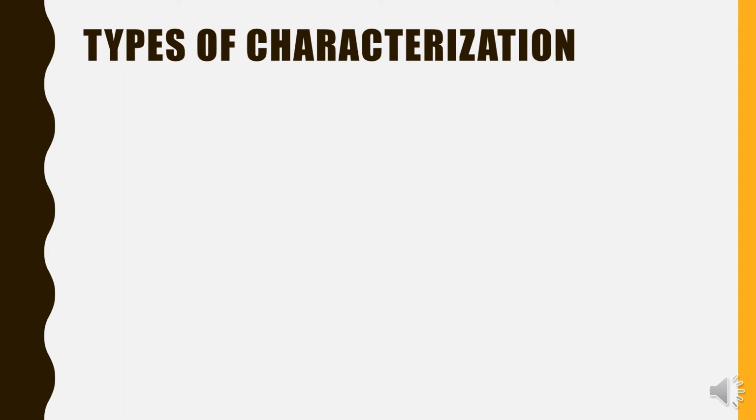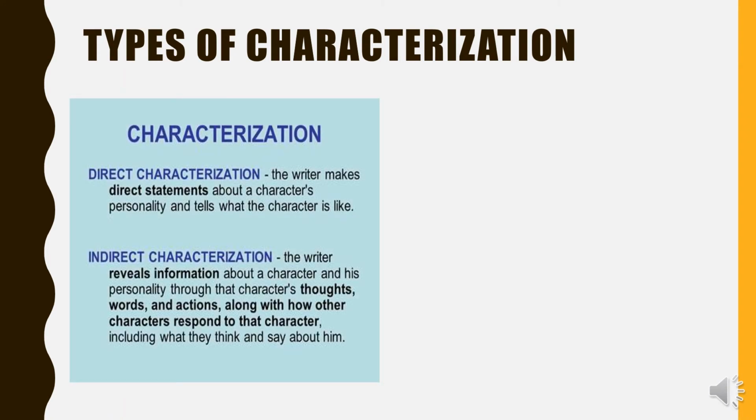There are two types of characterization, the direct and indirect characterization. The direct characterization is when the writer tells you directly about the character's personality and tells what the character is like. On the other hand, the indirect characterization is when the writer reveals information about the character, such as thoughts, actions, what others think about him, and how they respond.